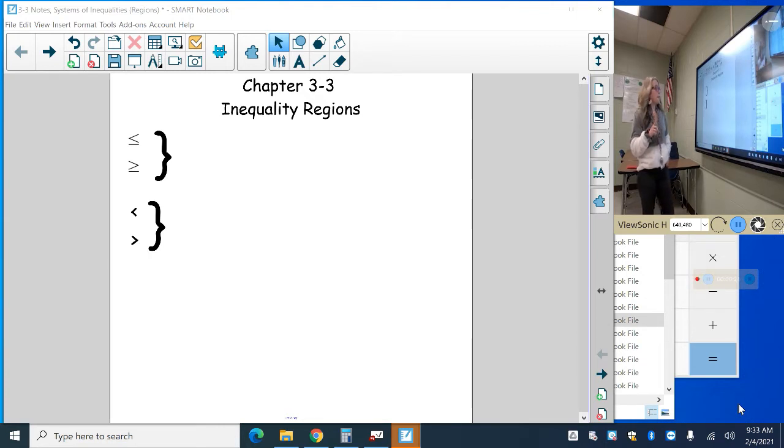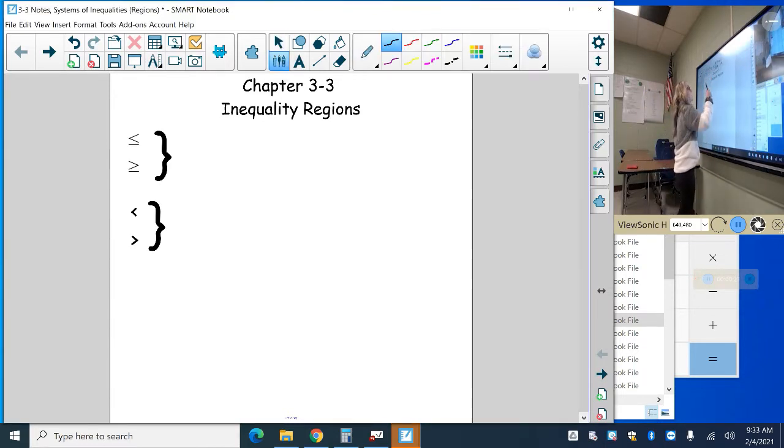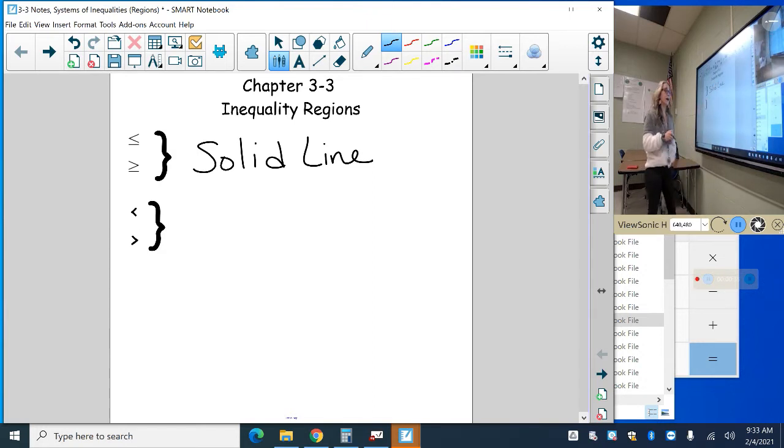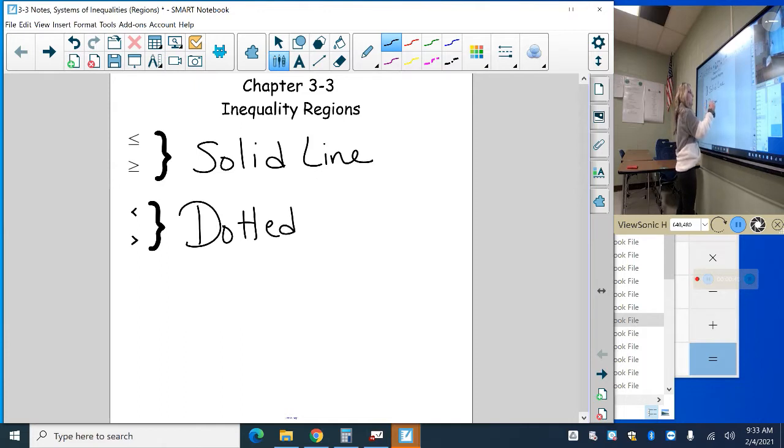And let's just have a quick reminder. We have the symbols less than or equal to and greater than or equal to. What we have to remember about these symbols is that they have a solid line, okay? And what you have to remember about less than and greater than is they have a dotted line, okay? And you need to remember that in order to graph and in order to identify which line goes with which.